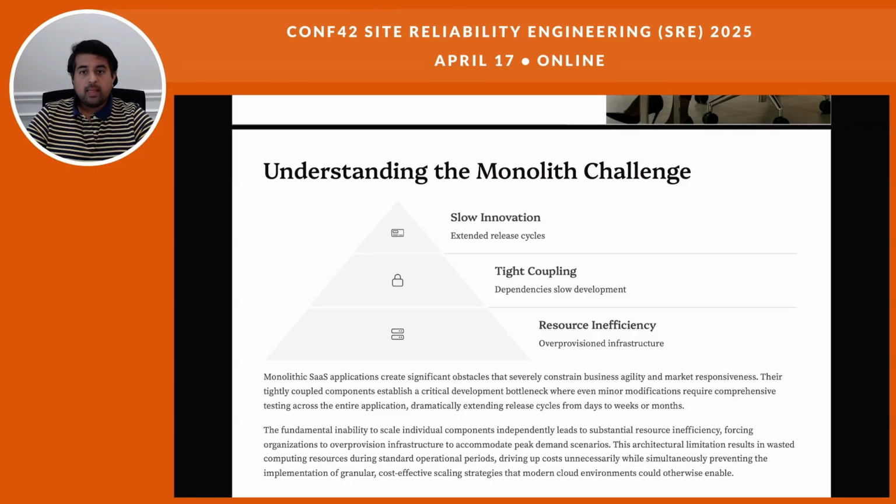Database contention. Monolithic applications often rely on a single database, which can become a bottleneck as the application scales, leading to performance degradation. This can limit the application's ability to handle high transaction volumes. Database contention has been shown to cause a 15 to 25% reduction in transaction throughput. These limitations underscore the need for more flexible and scalable architectures such as microservices or serverless to meet the demands of modern SaaS applications.